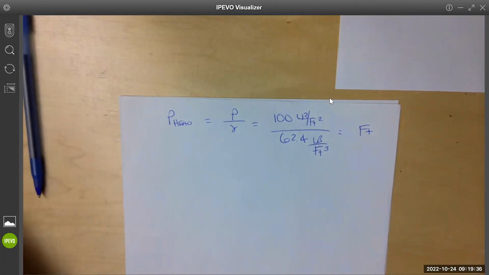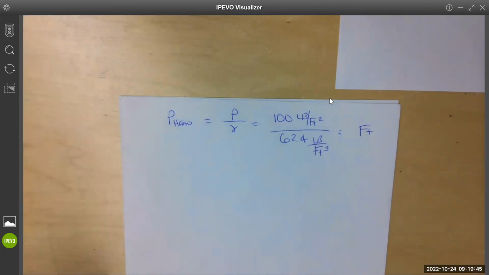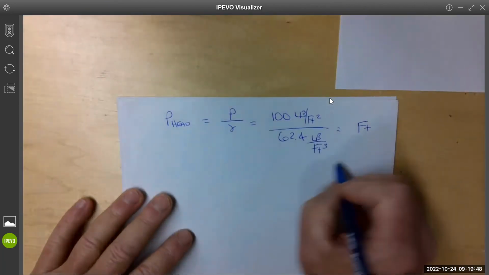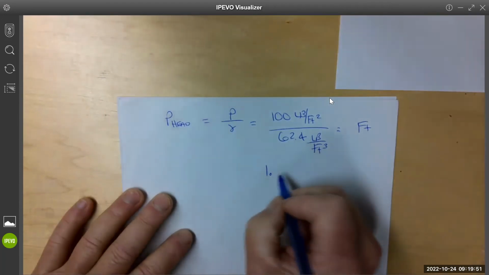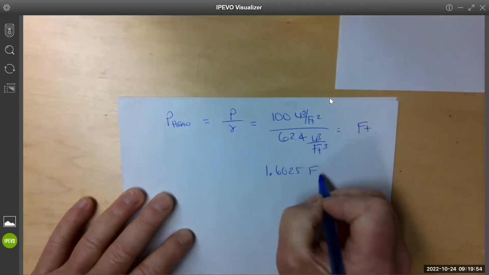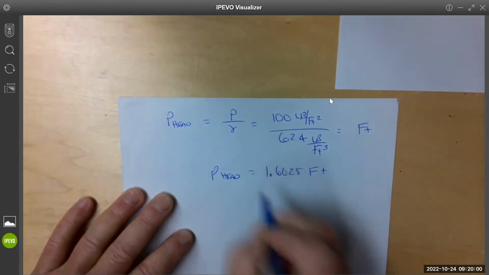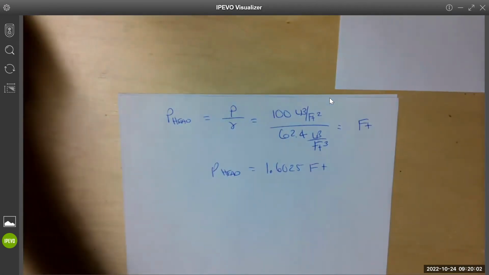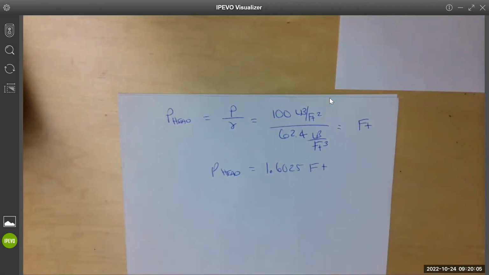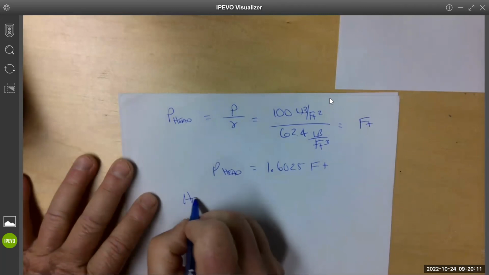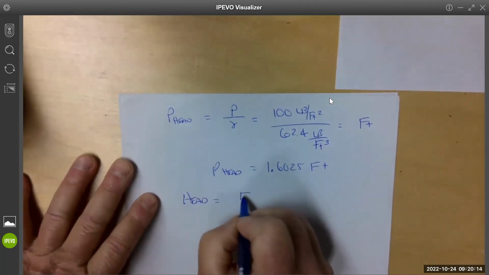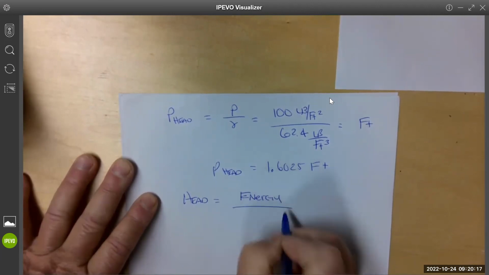What is that number? 100 divided by 62.4. 1.6. Yeah. 1.6025 feet of pressure head. So remember, head equals energy over weight.